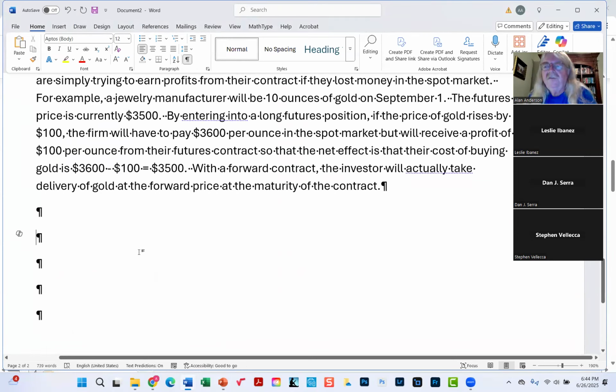So in other words, futures and forwards are incredibly simple instruments. Pricing them is a breeze. That's why they've been around for so long. There's no mystery about how they're priced.